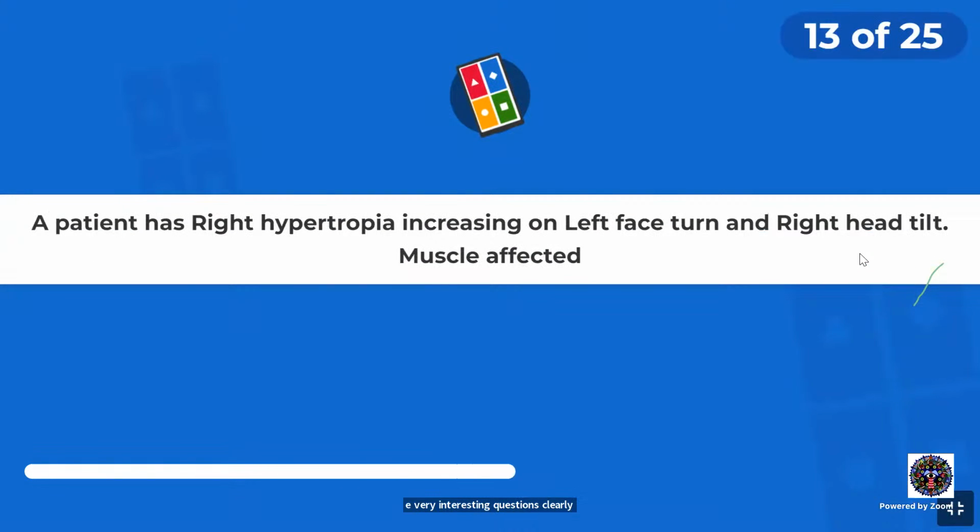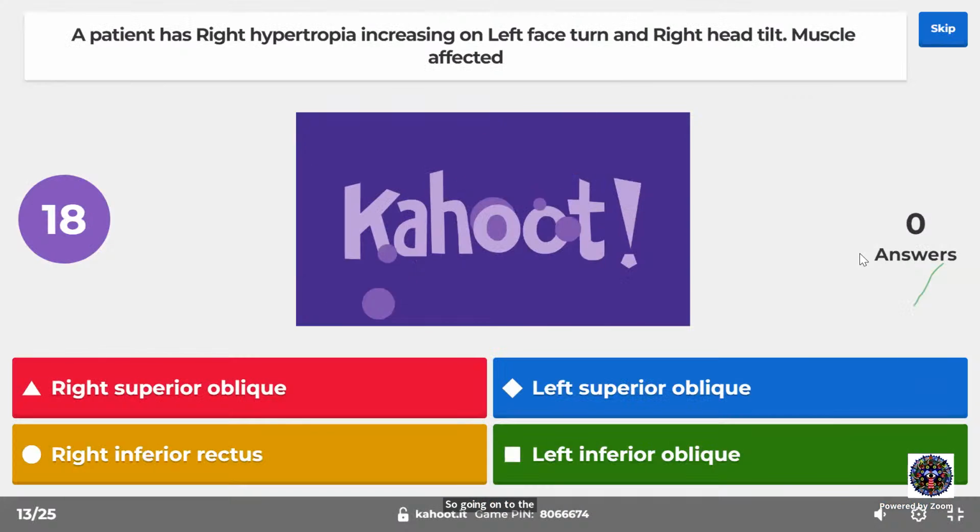The patient has got a right hypertropia increasing on left gaze and right head tilt. So the muscle affected is right SO, right IR, left SO, or left IR.